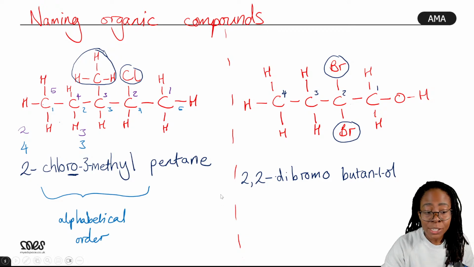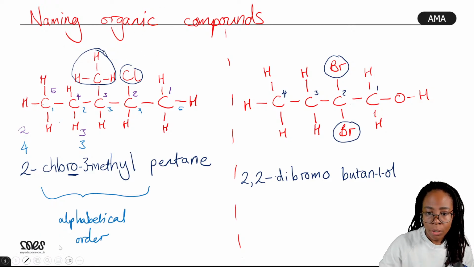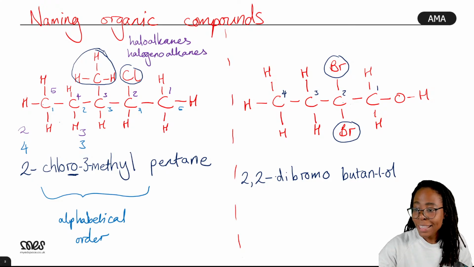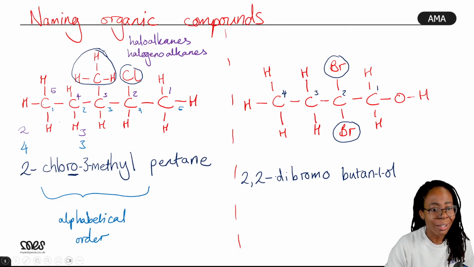These aren't equations, these are just naming organic compounds. This first one we would classify as a haloalkane, or depending on what exam board, sometimes they're called haloalkanes, sometimes they're called halogenoalkanes. And then here, what would this be called? Oh gosh, an alcohol, but with a bromo, so halogenol, I don't know. Double bond with oxygen. Yeah, let's do it.